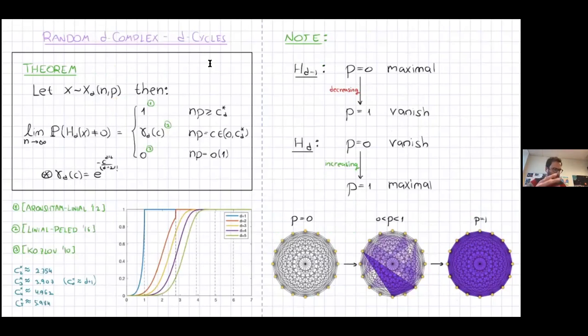So notice that we have two processes that we're studying for this D-dimensional complex. Before, when we looked at homological connectivity, we looked at D-1 homology. When p is 0, think about a random 2-complex here. When p is 0, you have many, many holes, many cycles in dimension 1. And when you add more and more faces, eventually you're going to fill them all in, and homology is going to die. So you start with the largest possible homology and finish with the smallest one. And what we showed is that this happens roughly when np is d log n.